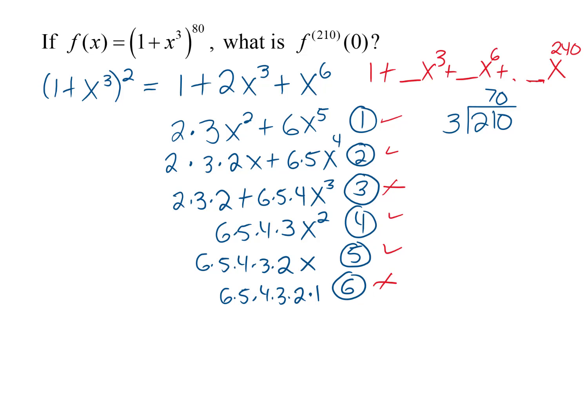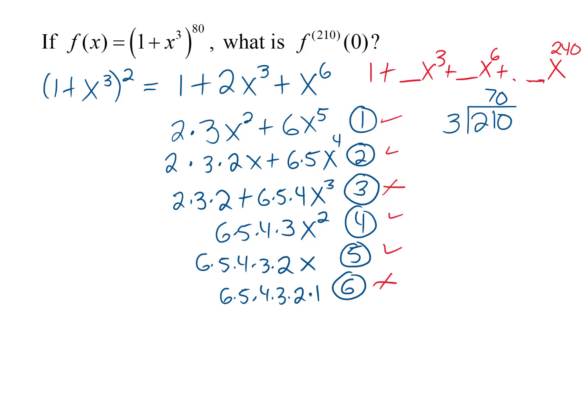So this means when we take 210 derivatives, the 70th term that we would have had in this expansion is going to be a constant. That's going to help us figure out an answer. All of the terms previous to the 70th term are going to be 0 because they disappeared. We took enough derivatives that they went to a constant and then they went to 0. So nothing in front of the 70th term is going to be there when you've taken 210 derivatives.